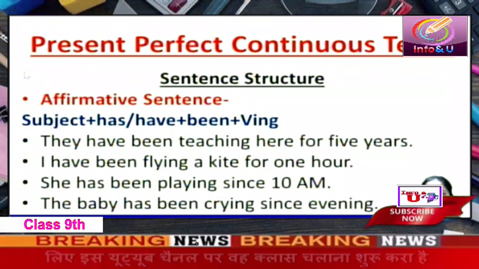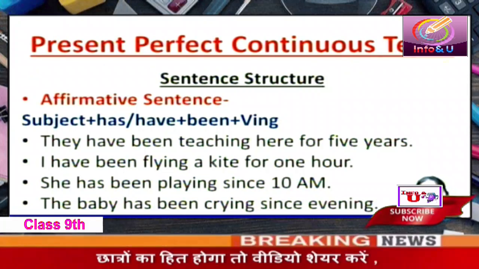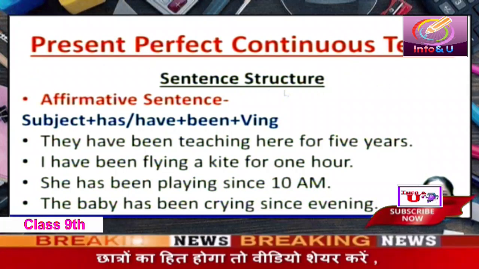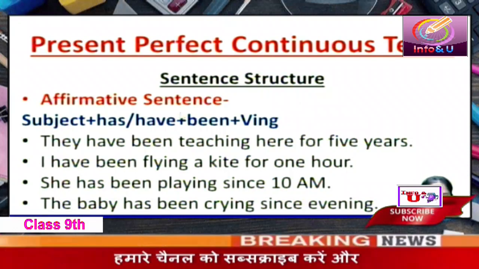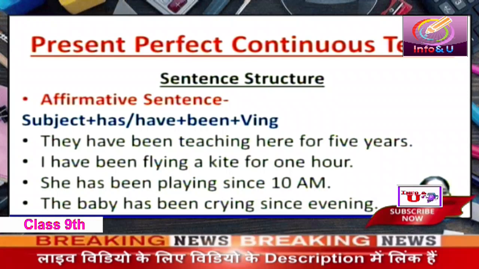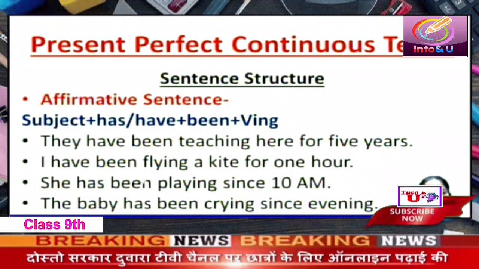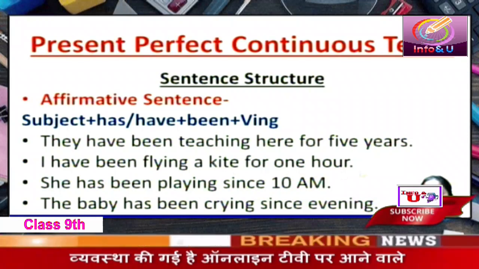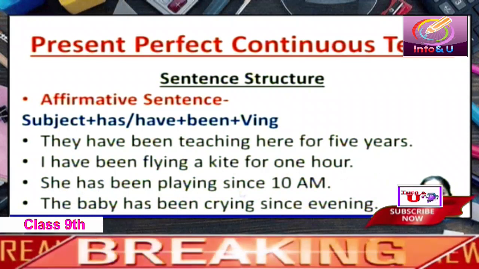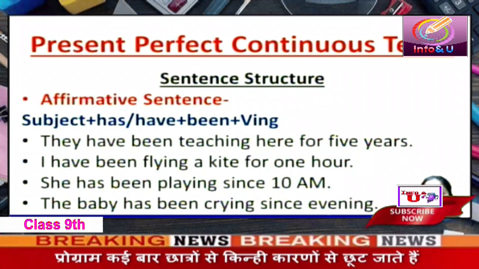The first tense that we are going to study today is present perfect continuous tense. Sentence structure for affirmative sentence is subject plus has or have plus been plus ing form of the verb. They have been teaching here for 5 years. I have been flying a kite for 1 hour. She has been playing since 10 a.m. The baby has been crying since evening.